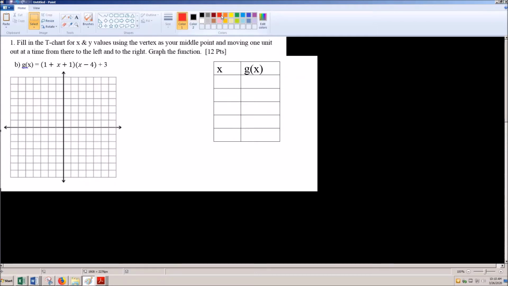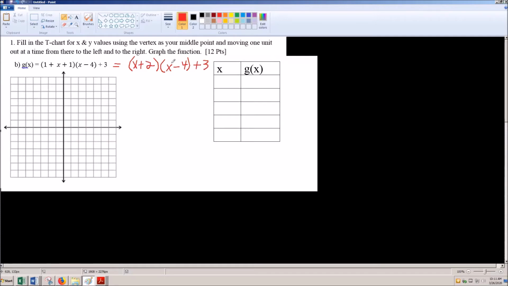So starting out here, I kind of want to see what form this is in, and maybe I can clean this up a little bit. So I see in my parentheses, I have 1 plus x plus 1. Well, that to me looks like I could just call this thing x plus 2. And then I've got this bit over here, which looks like x minus 4. And I've got this bit on the outside, which is plus 3.